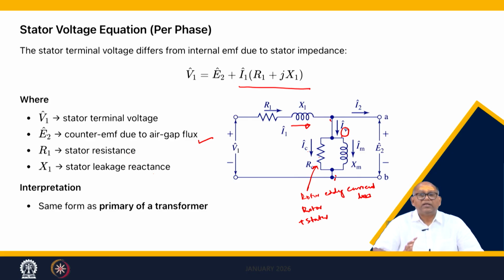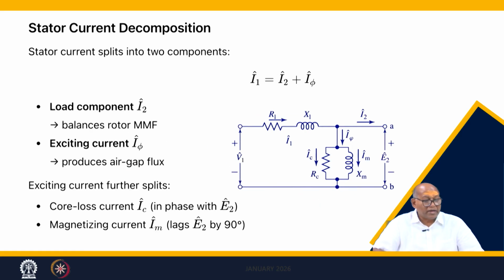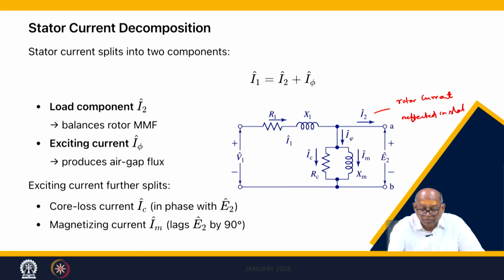Once you understand the equivalent circuit, there is nothing to it. It is very easy. So, if you come back to the stator current decomposition, the stator current will have two components, as I said, I2 plus I phi. I2 is the rotor current reflected in the stator, just like a transformer. In a transformer, what happened? Whenever there is a secondary current, there is a reflection in the primary.